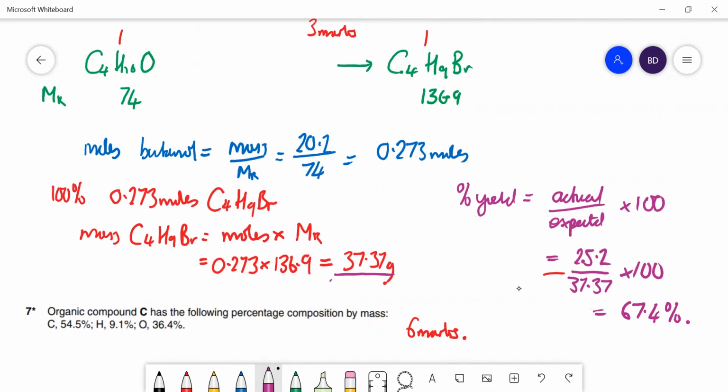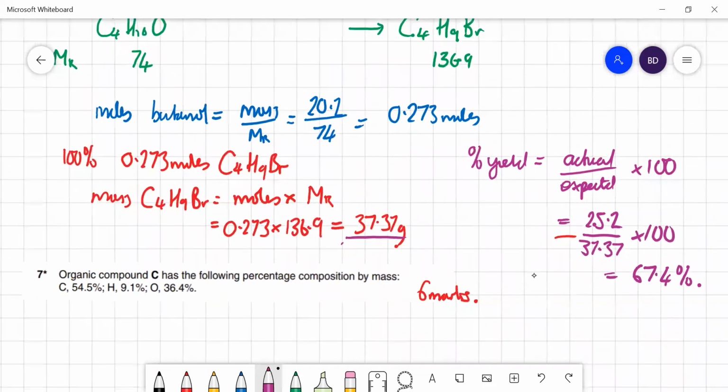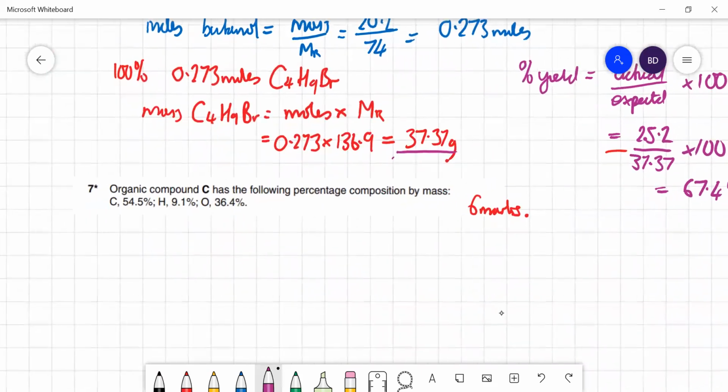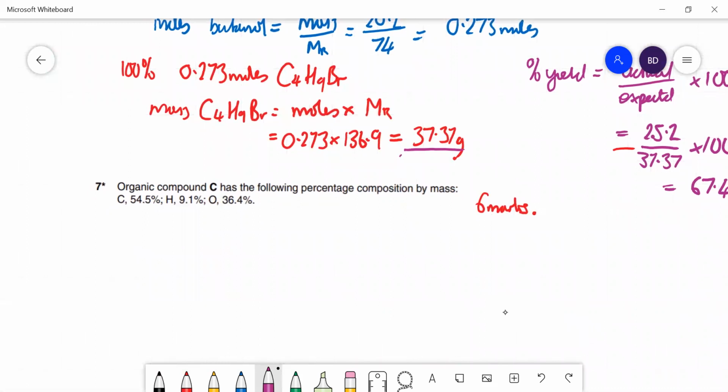Okay, now question 7, you look on your paper. I've only snipped the first bit out. It's a 6-marker question, and they're going to give us this percentage composition, and they give us the infrared spectrum, and they give us the mass spec and a little bit more information, and we've got to work out the whole structure. And you get 6 marks for that.